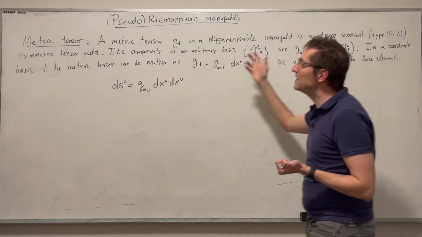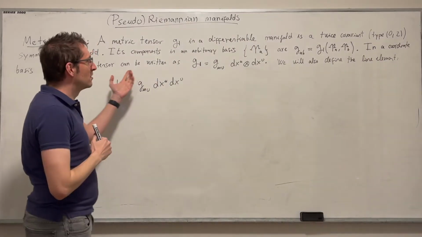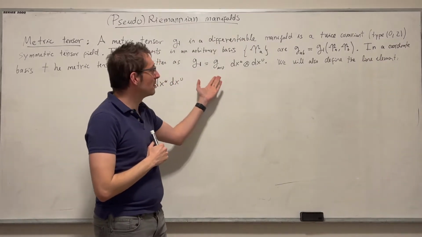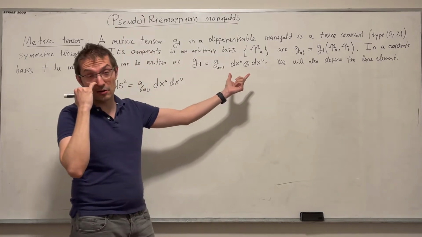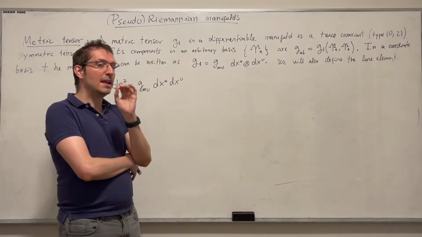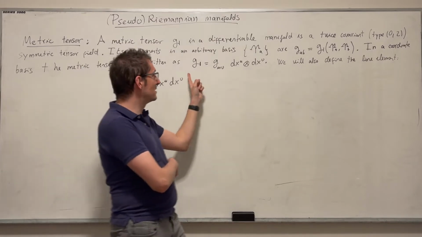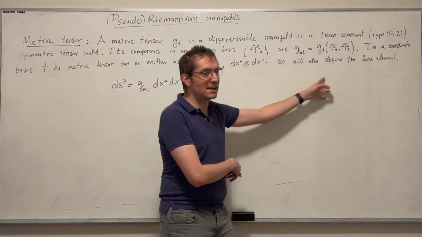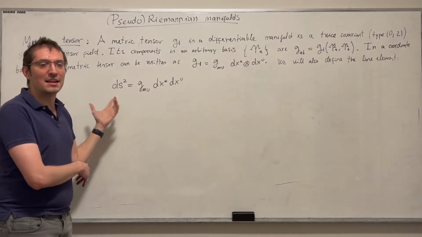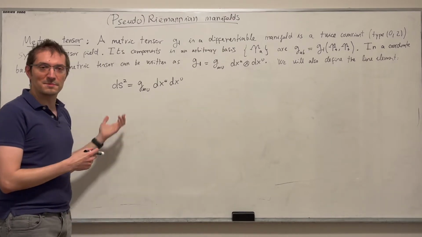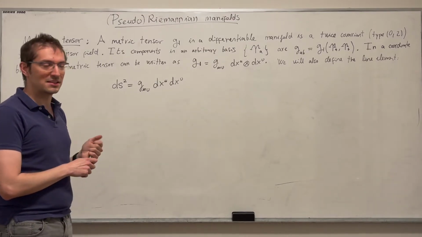And in a coordinate basis, the metric tensor you can write, of course, as the components contracted with elements of the basis, which in a coordinate basis, of course, are the differentials. It is really important not to confuse the metric tensor with what we define as the line element. The line element is something that you remember from special relativity. We did define it in special relativity already.